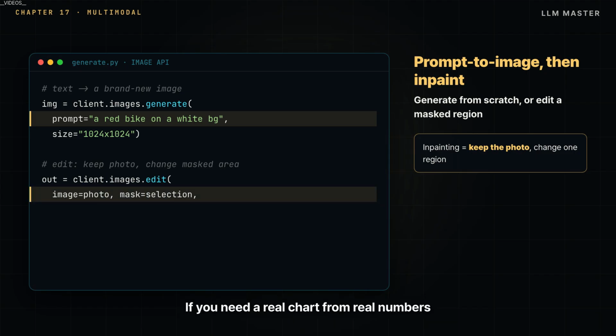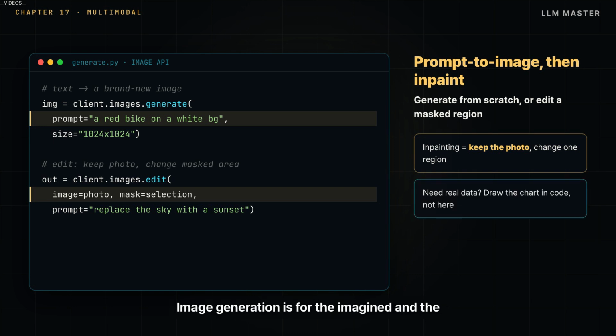If you need a real chart from real numbers, generate the chart with code, not a diffusion model that will happily invent plausible-looking but wrong axis labels. Image generation is for the imagined and the illustrative, not for anything where factual accuracy on the pixels actually matters.